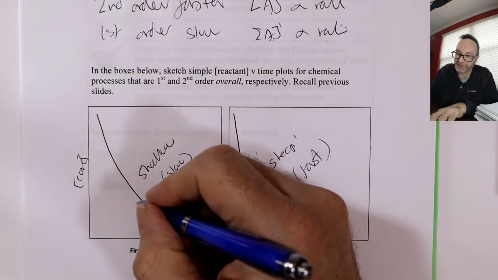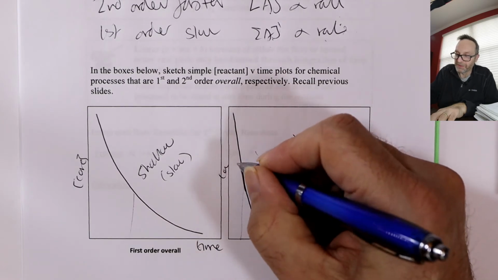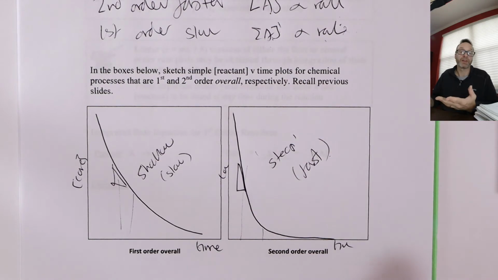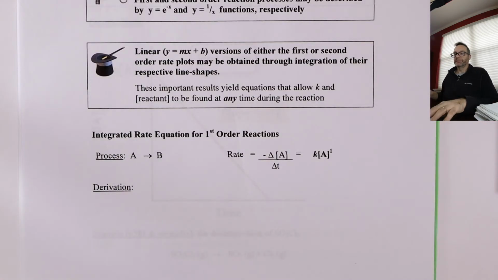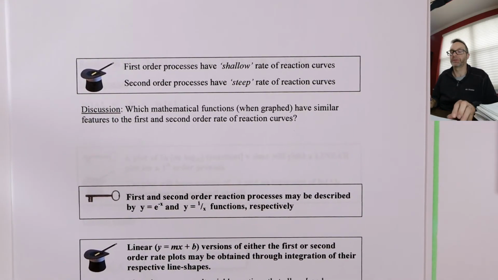Because if you look at some point in time here, maybe, right? Oh, that's a bad point in time. Here's a good point in time. So the gradient there is steeper than the gradient there, isn't it? It's faster. Okay. All right. So first order processes have shallower curves. Second order processes have steeper curves.